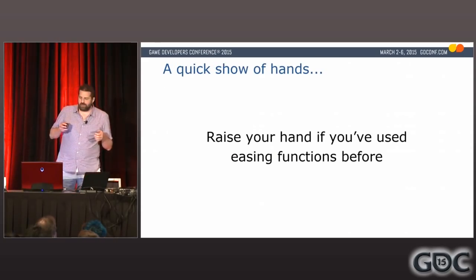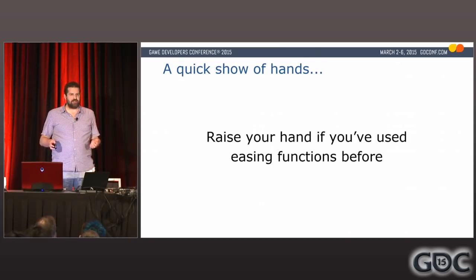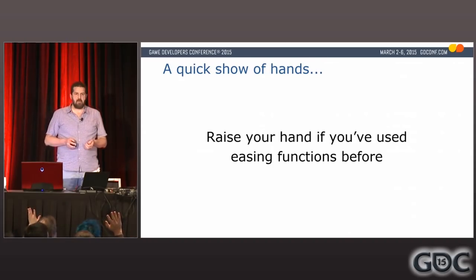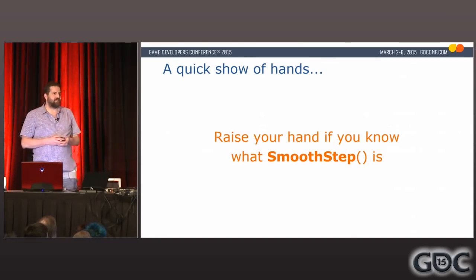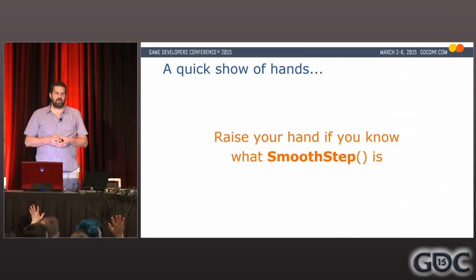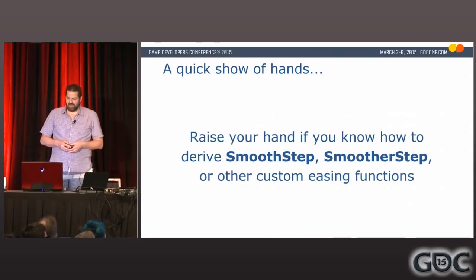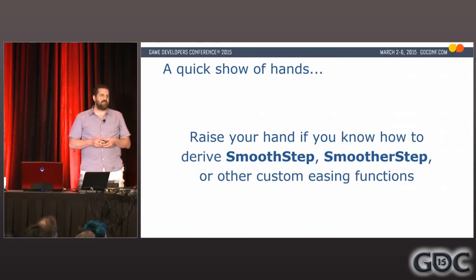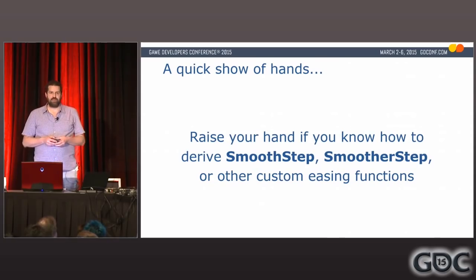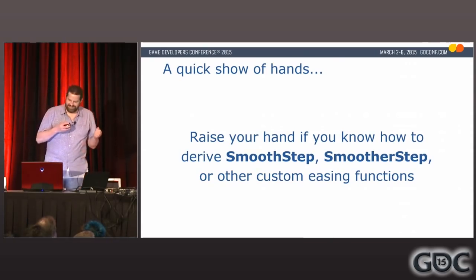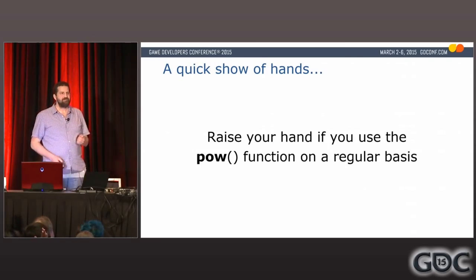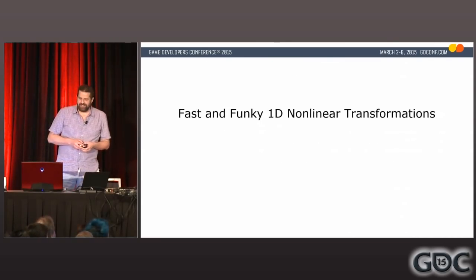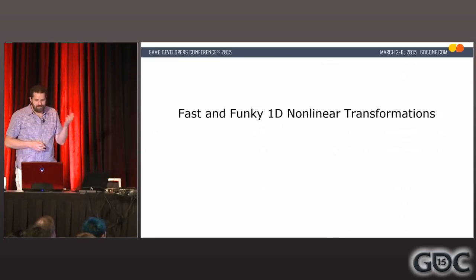So first of all, raise your hand if you know what an easing function is and you've used one. Okay. Raise your hand if you know what smooth step is. Okay, about half. Raise your hand if you know how to derive that, if you were to invent smooth step yourself. Perfect. Okay, good. Raise your hand if you use POW. Okay. So we're talking about what I'm, again, calling fast and funky 1D nonlinear transformations.